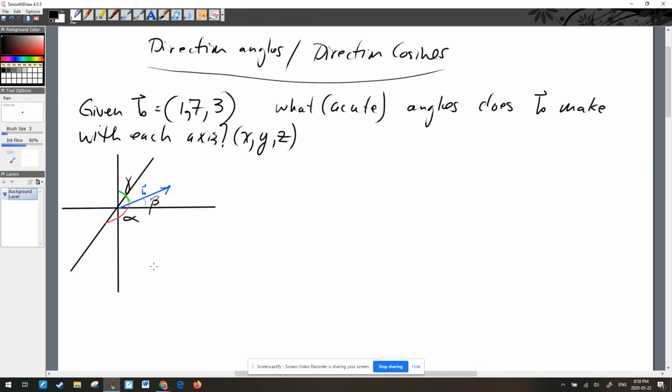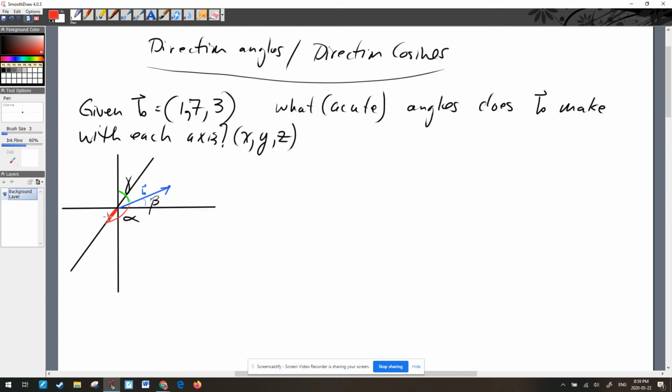So I want to know what angle it makes with each of these axes. At first glance, it maybe seems somewhat complicated, but it's not. If we think about this axis right here, imagine that I took this vector and I just made a vector.